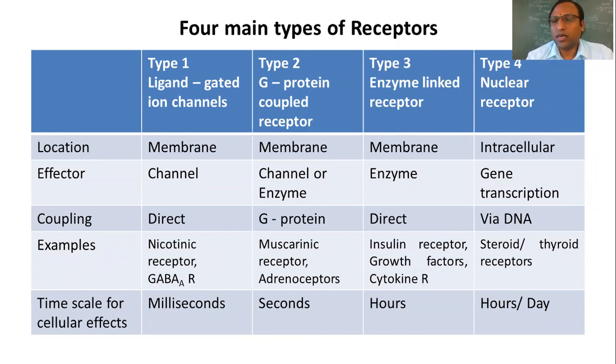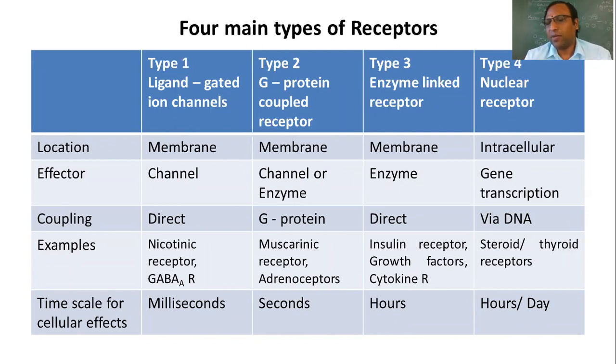If you see a G protein coupled receptor, that is membrane only, but the effector is a channel or an enzyme, because either it can be channelized or the enzyme will activate a cascade of reactions, then again getting back to the normal state. And the G protein is the main important thing acting here. So coupling factor: muscarinic receptors, adrenoreceptors, all these things, and it takes seconds only.